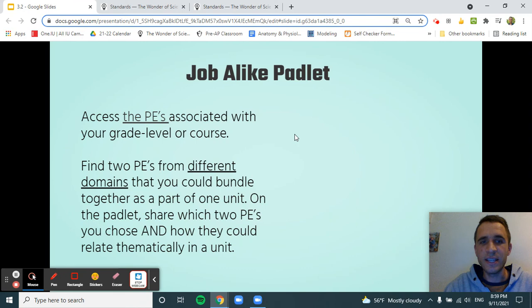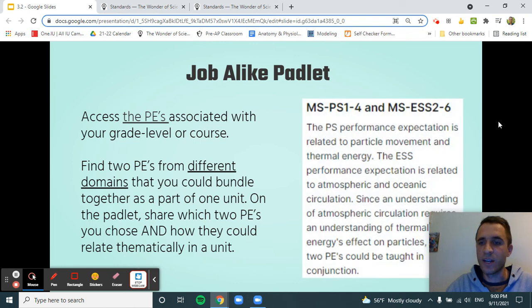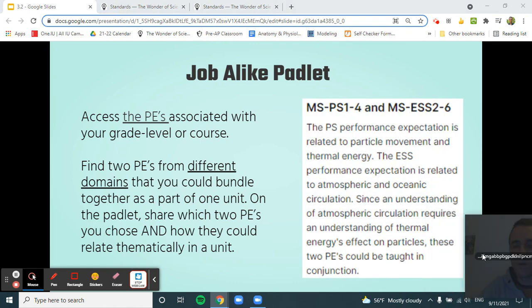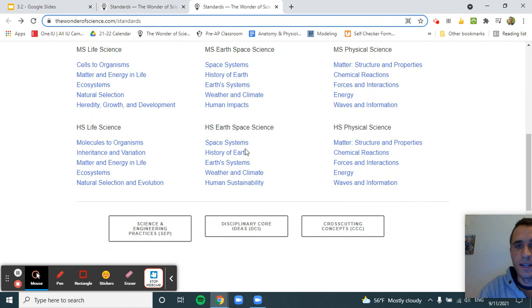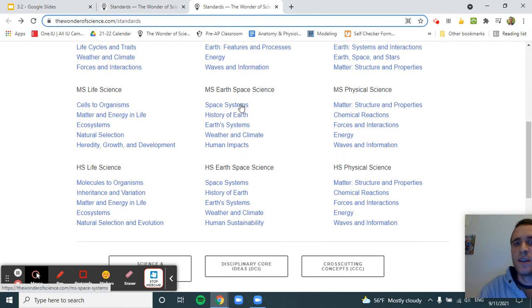Just for the sake of exercise, I want you to find 2 PEs from different domains that you could bundle together as part of one unit. And on the Padlet, share which 2 PEs you chose and how they could relate thematically in a unit. Remember that you're not committing to teaching these together, but just be thinking about it and try to think of a way they could connect, right? So here's an example of what a post on the Padlet could look like, so feel free to check that out. Remember, if you teach a course that is domain specific, like let's say you teach middle school earth science or high school physics, in your case on that Padlet, please choose 2 PEs that come from 2 separate core ideas underneath this domain.